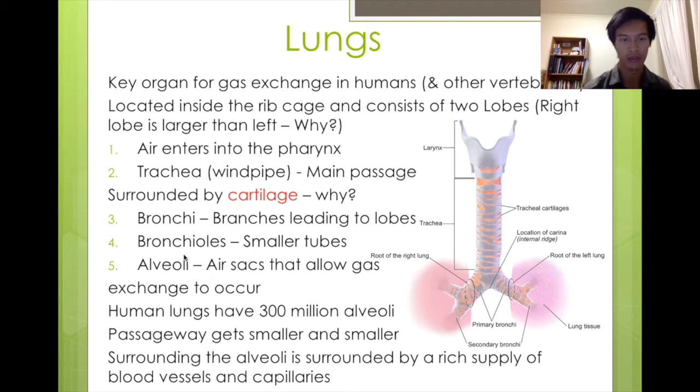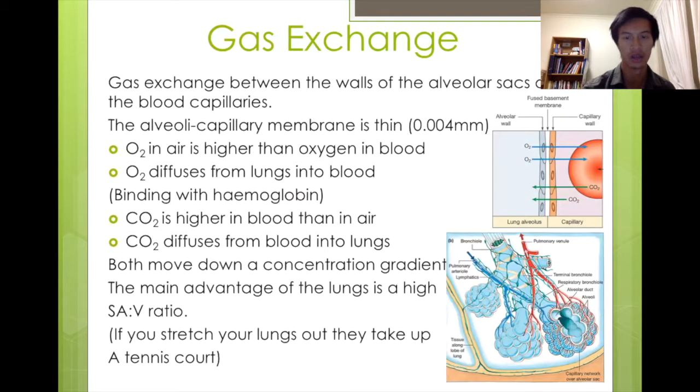Okay. From there, it splits into the bronchi, which breaks it off into each of the lobes, and then the bronchi become bronchioles, which are smaller tubes, and then eventually at the end of the small tubes, you have the alveoli. The alveoli, or the air sacs, allow the gas exchange to occur. Human lungs have about 300 million alveoli, and the passageways generally get smaller and smaller as you move through, and the alveoli are surrounded by a rich supply of blood vessels and capillaries.